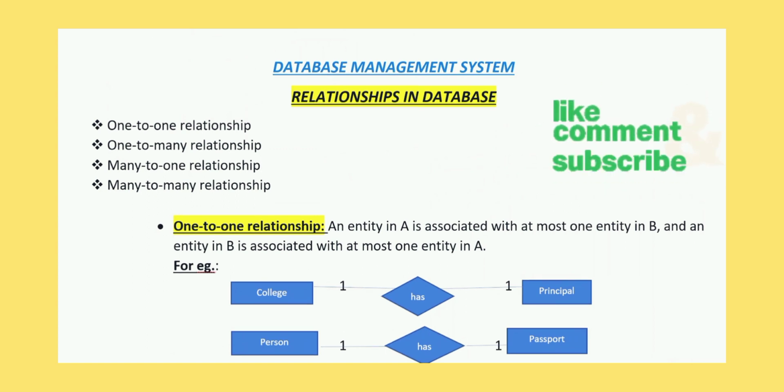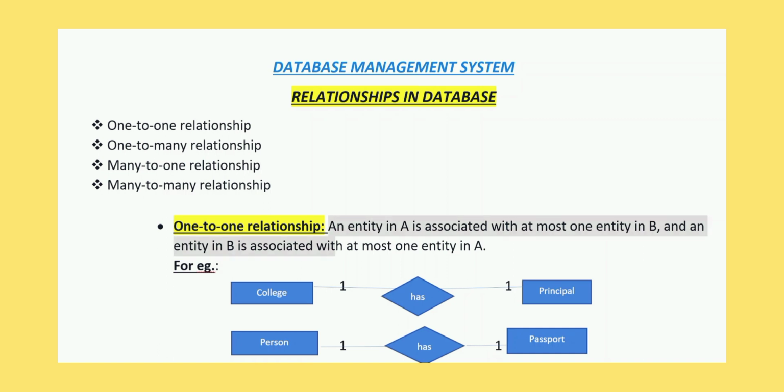Now see, one-to-one relationship, as the name suggests, from both sides, from entity set A and entity set B, it must obviously be one-to-one. That's why it is known as one-to-one relationship. What is the definition of this one-to-one relationship? An entity in A is associated with at most one entity in B, and an entity in B is associated with at most one entity in A.